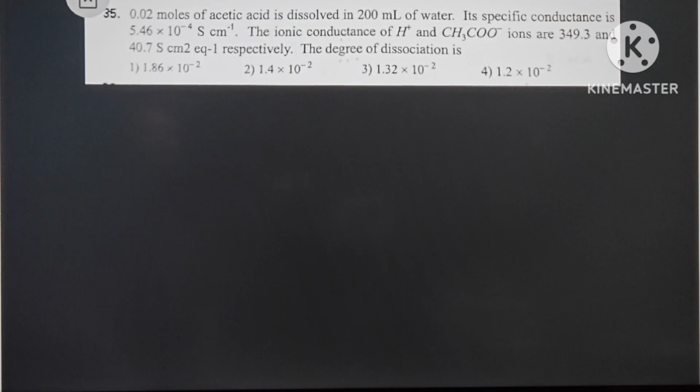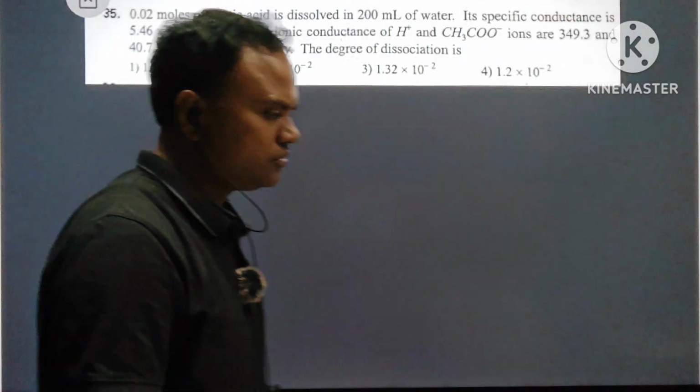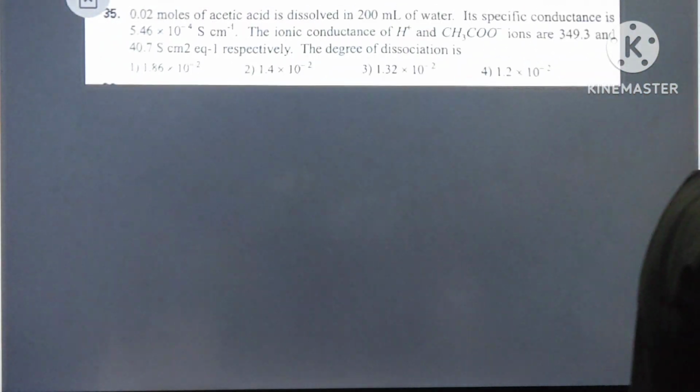Right, 0.02 moles of acetic acid is dissolved in 200 ml of water. Its specific conductance is 5.46 into 10 power minus 4 Siemens centimeter inverse. The ionic conductances of H plus and CH3COO minus are given to you. The degree of dissociation alpha.